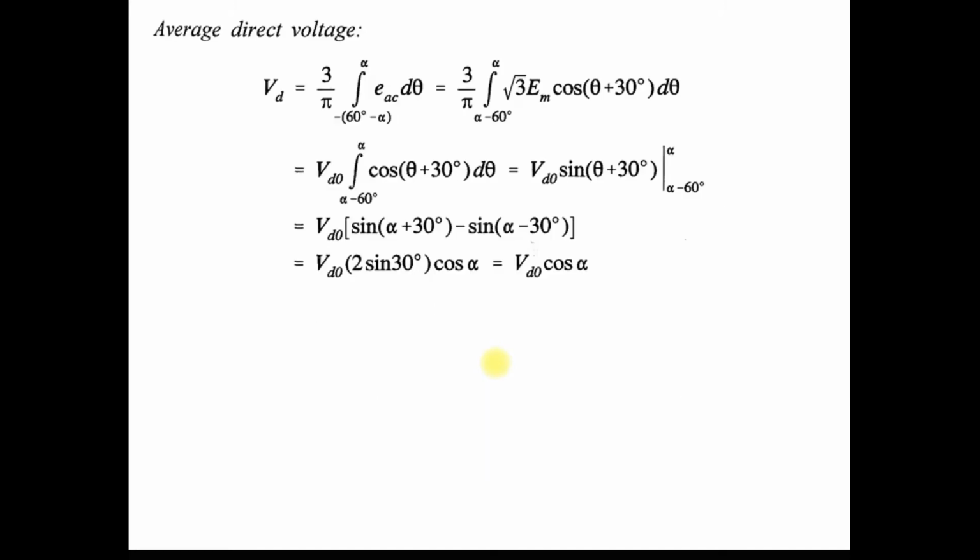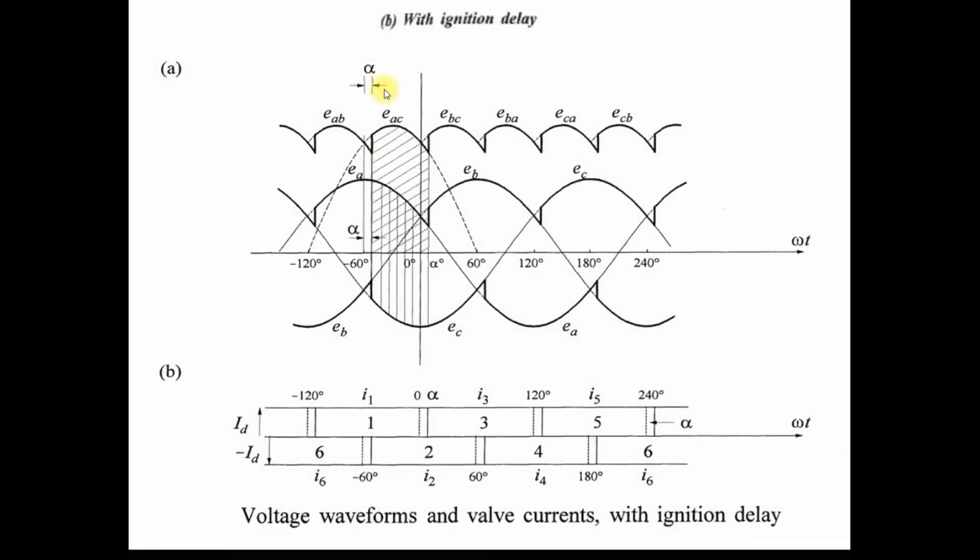Same way, derive the average direct voltage equation. So here again I take this EAC phase. You can see that here EAC phase you get at minus 60 plus alpha. From this phase crossover point, this is minus 60 degree and this is alpha. So EAC phase starts from minus 60 plus alpha and ends at alpha degree. This is 0 degree and this is alpha.